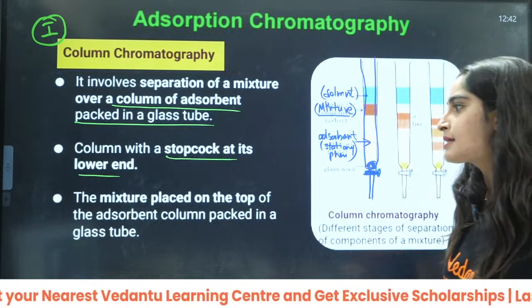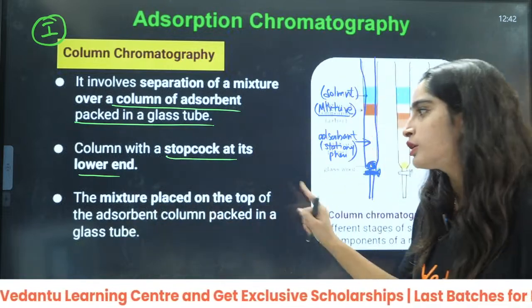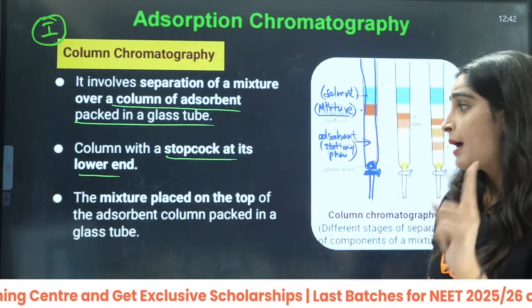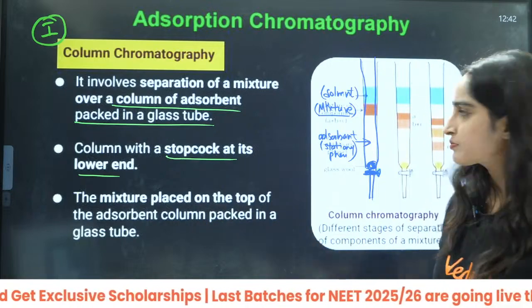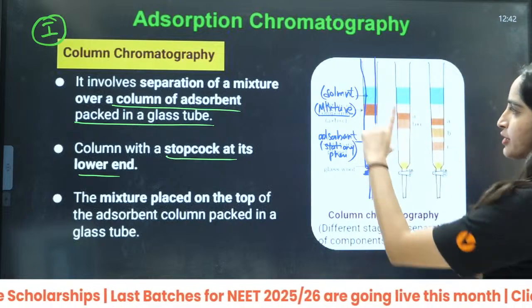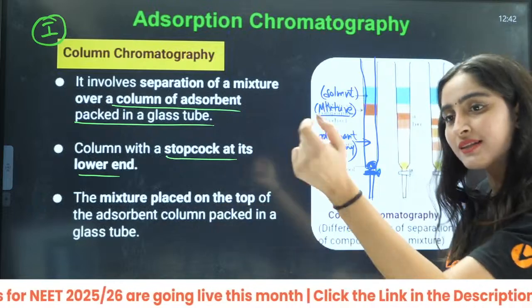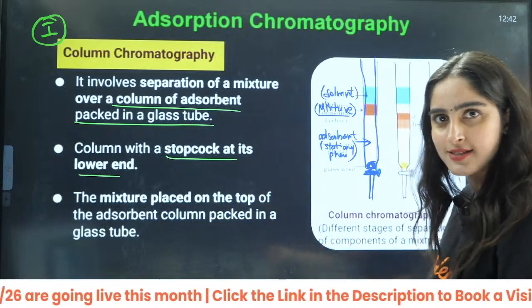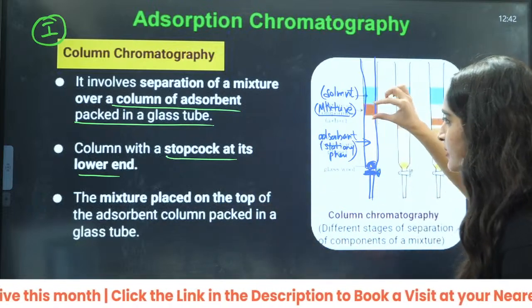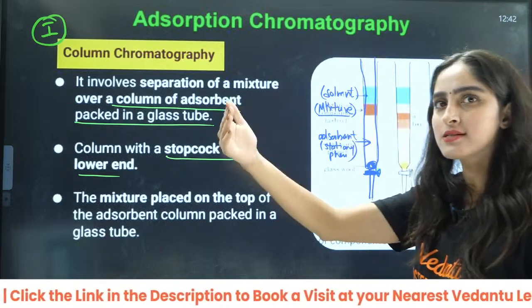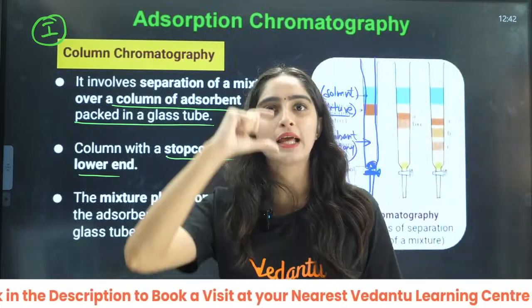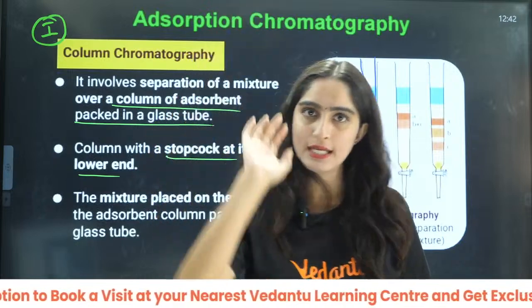Now let us see. The mixture is placed on the top of the adsorbent column packed in the glass tube. This is your adsorbent and the mixture is placed above the adsorbent. Beta, these things are asked in the exam. This is adsorbent, this is mixture. They will ask you what are the layers. The layers are: first adsorbent, then mixture, then solvent.